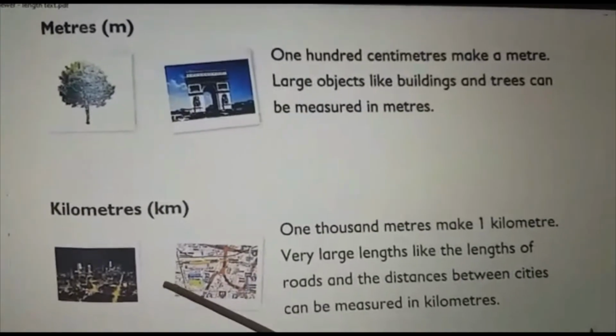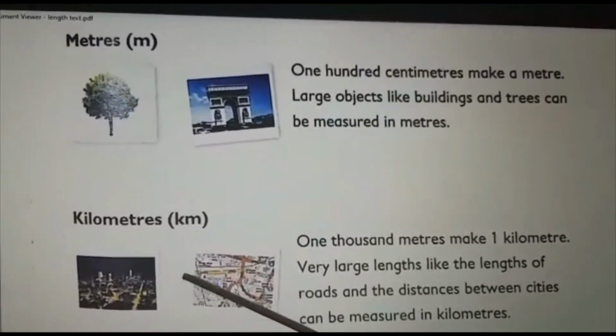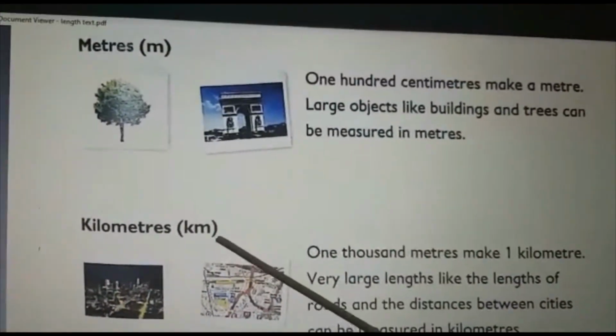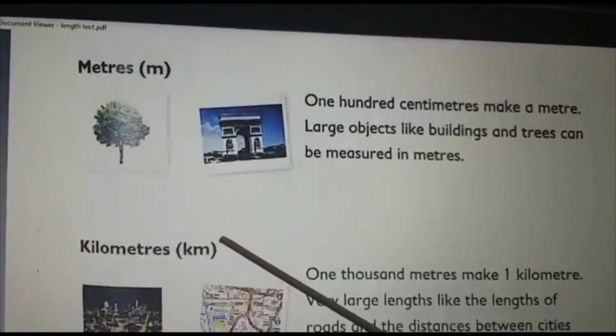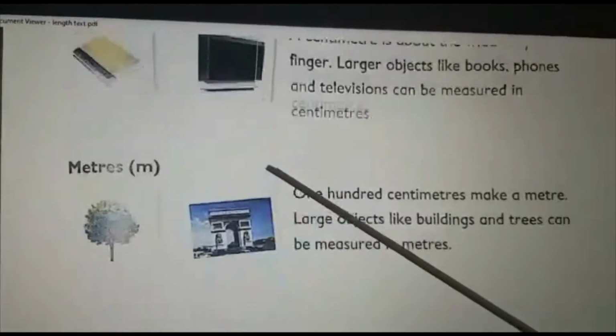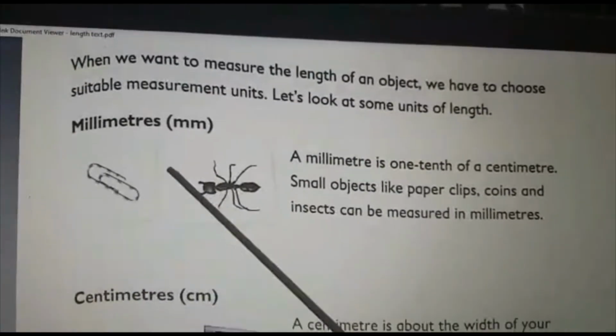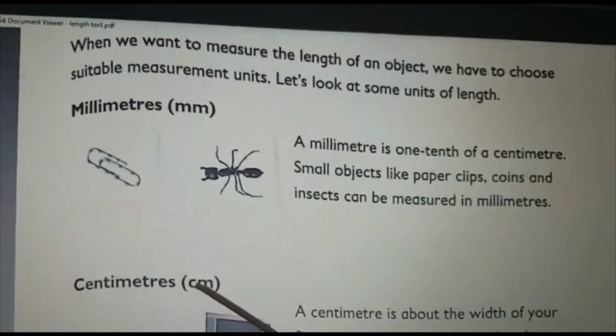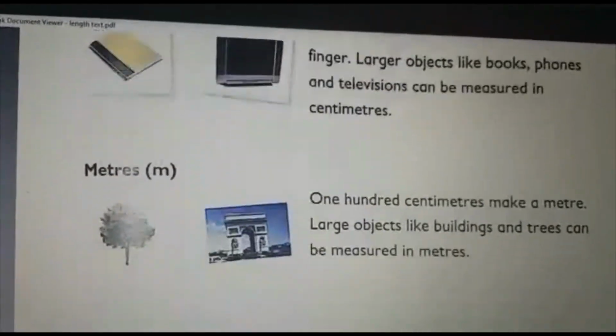So for measuring length, we are studying 4 units. Which are they? Starting from the smallest one, we start from millimeter, then comes centimeter, then comes meter, and the last one is kilometer.